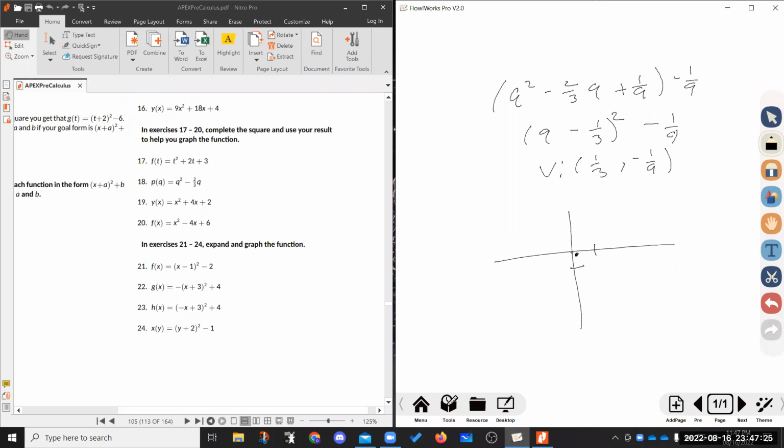And we had that it was going through 0, 0. So it's going to go through the same point reflected over here. And there we go. It's like that.